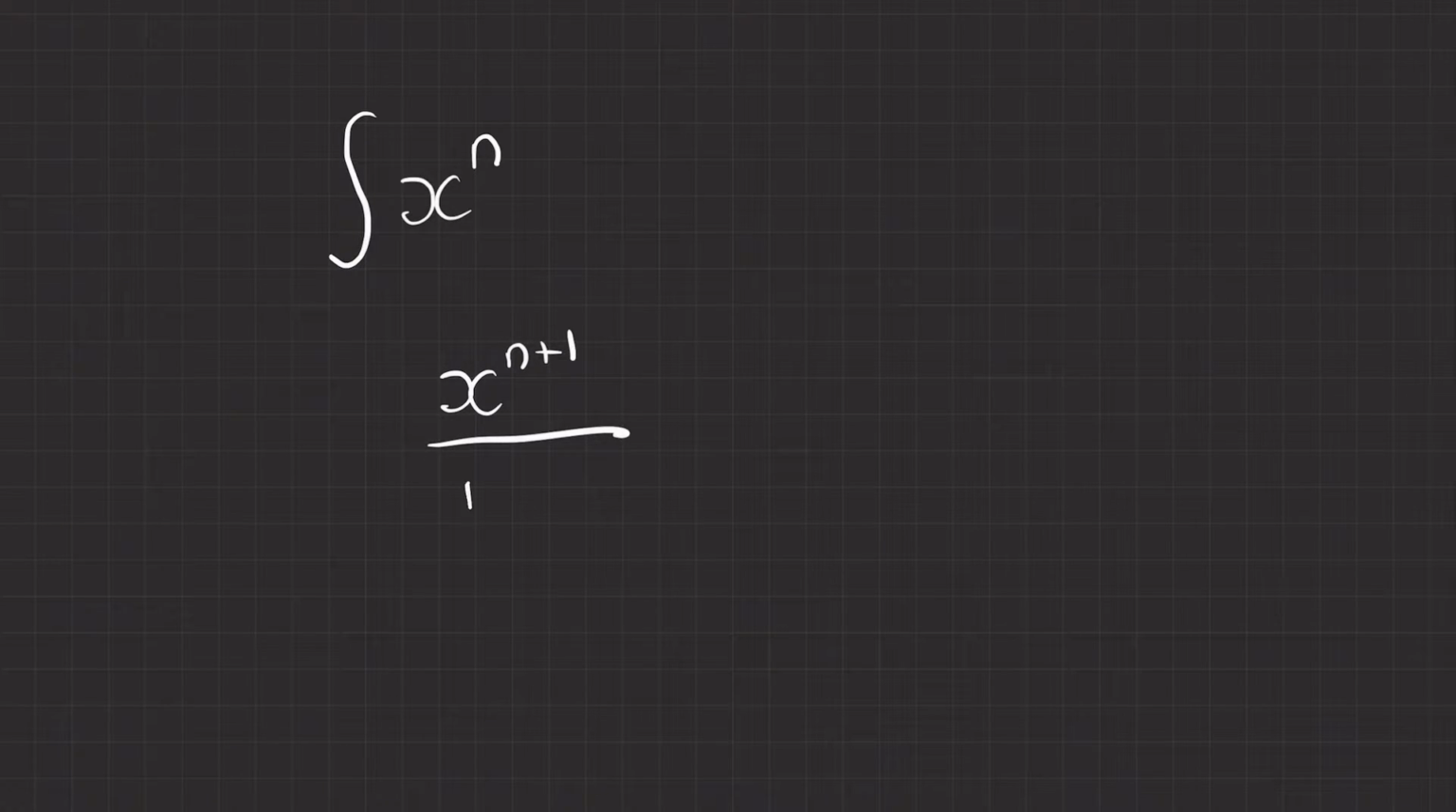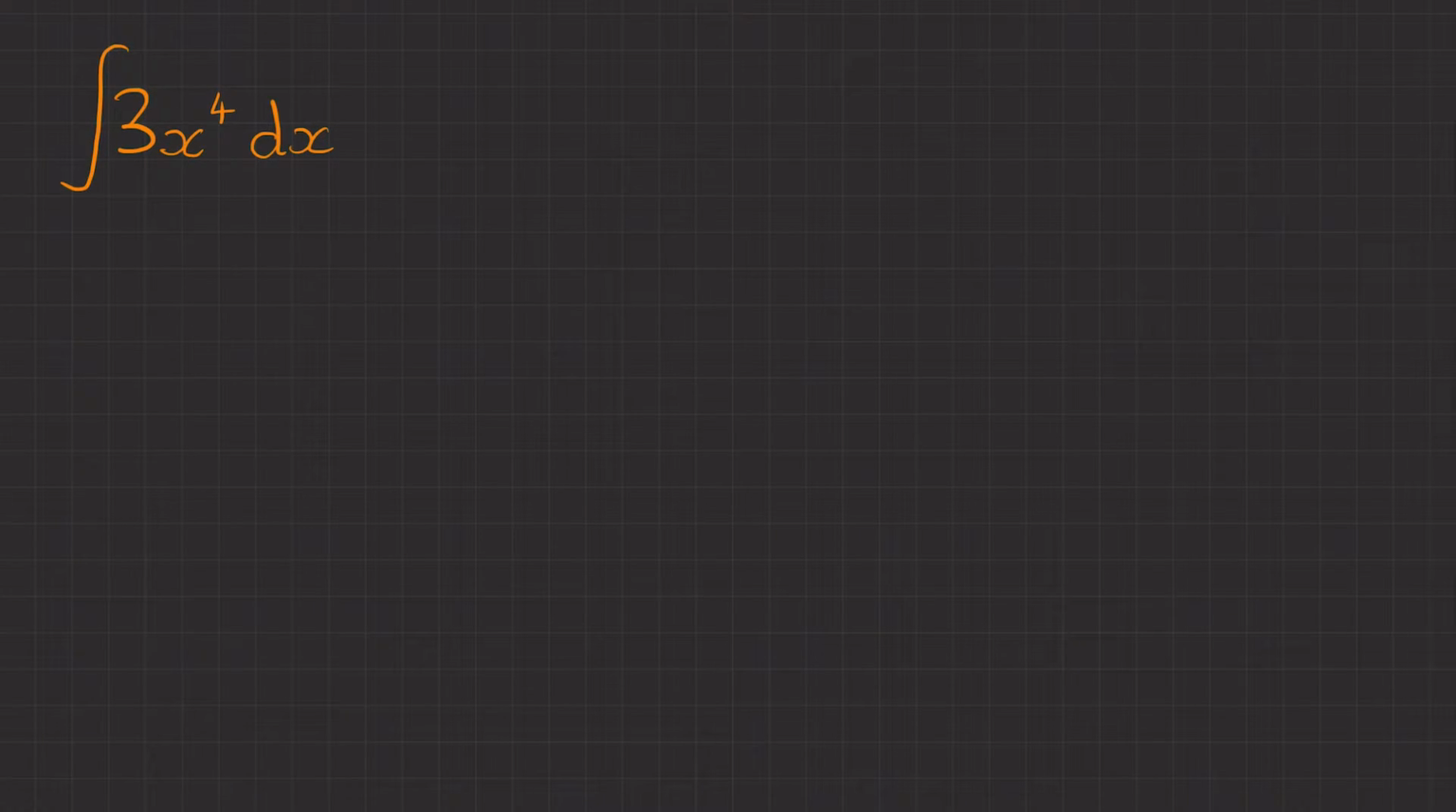If we have, for instance, the integral of x to the n, where n is a number, then what you have to do is add 1 to the power, so x to the n plus 1, and then divide that whole expression by the new power. You may also write it like this, so 1 over n plus 1 times x to the n plus 1.